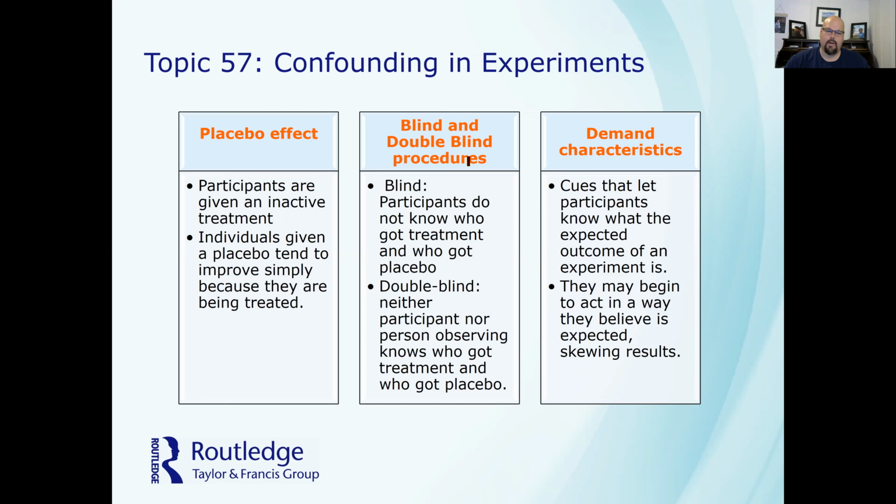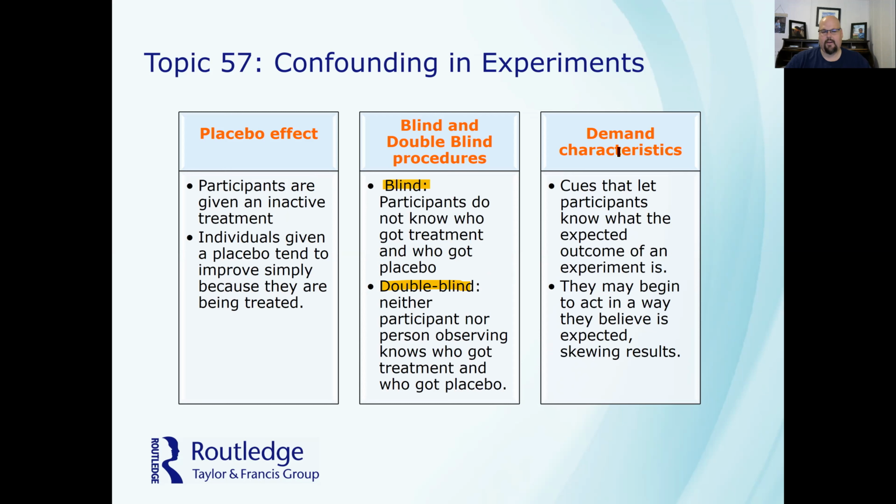There's blind and double-blind procedures. Blind procedures, which is what I just said, participants do not know which treatment they got. In a double-blind, neither does the researcher. And that's actually the best ideal because that way we cannot influence the experiment as researchers.